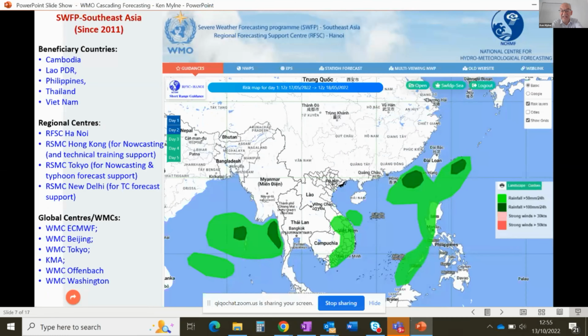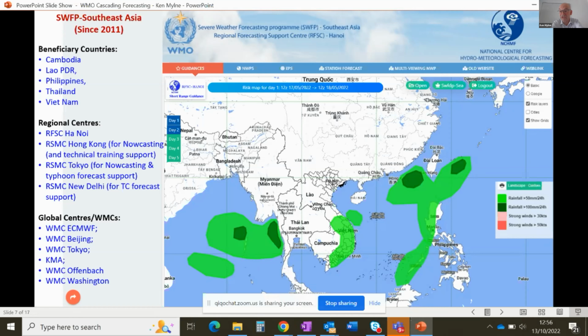I'm now just going to illustrate to you a couple of the sorts of things that come out of this. So this is an example of the website that supports the Severe Weather Forecasting Programme project in Southeast Asia. The regional centre there is in Hanoi, in Vietnam. And the map here illustrates an example of a type of product that they make available on the website, which those regional Met services within the area, so countries like Thailand, Cambodia, Myanmar, can access just on an internet connection.